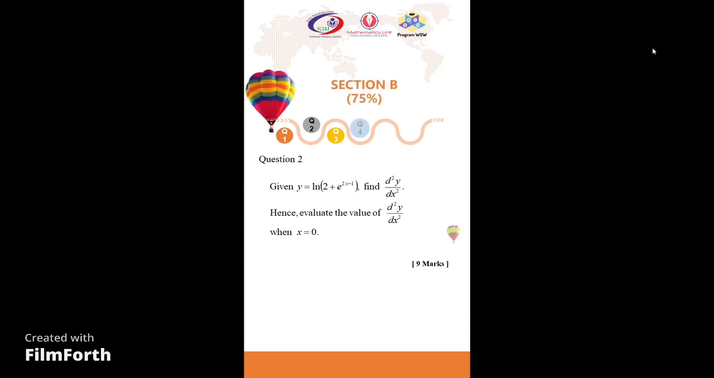here you have vu prime plus uv prime. Okay, so here you have 1 mark, and then you simplify, you get the last mark. For question number 2, you are given a function y, and then you need to find the second derivative, and then you need to evaluate the value of your second derivative when x equal to 0.